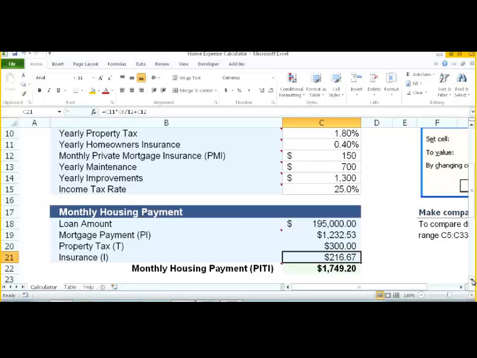That's included in the amount that you pay. You don't do that separately. It comes in your payment. So your monthly housing payment is $1,749.20. So just looking at the amount you borrowed, that's about 3/4 of the total payment that you have to come up with, which seems kind of high.